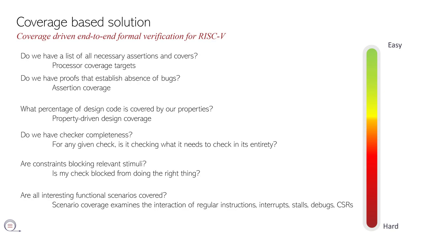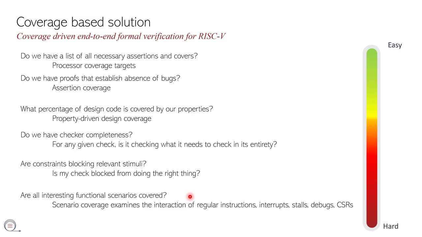So for the coverage-based solution, we've talked about processor coverage targets coming from requirements, assertion coverage, and property-driven design coverage using tools, understanding completeness, and doing the things we have talked about, for example, relaxing constraints and breaking designs to understand how robust the design is. All good stuff, hard but necessary. We've done it, so we know that the stuff is sound. You can take our properties and put them on your processors and see the results. Scenario coverage is this new development we did this year, and I talked about this.